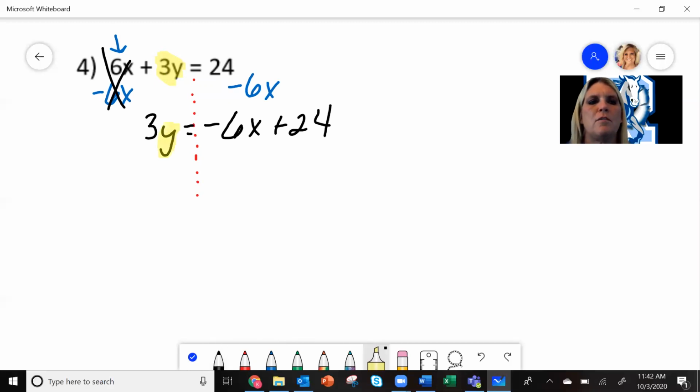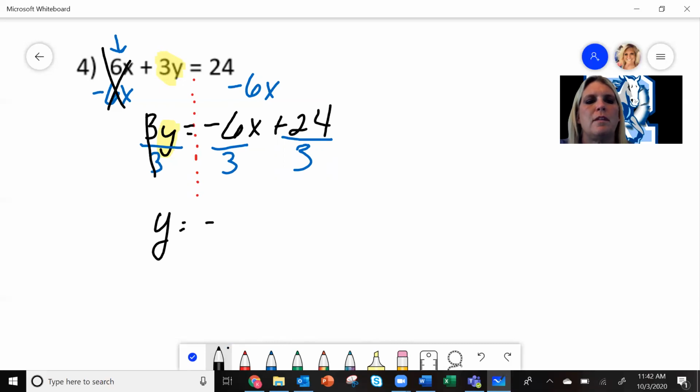Is the y by itself yet? No, it is not. This is 3y, which is 3 times y. So I'm going to divide everything by 3. So now these cancel, and I get y equals negative 2x, because negative 6 divided by 3. Then 24 divided by 3 is 8.